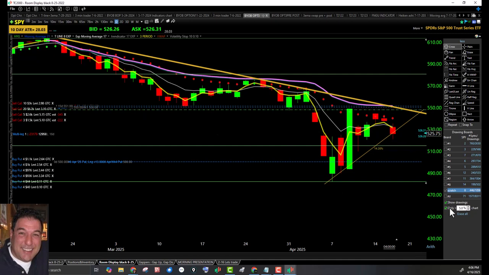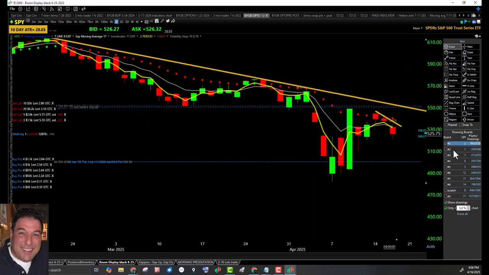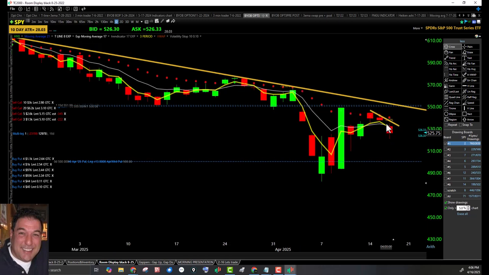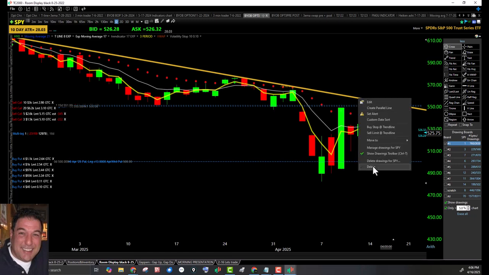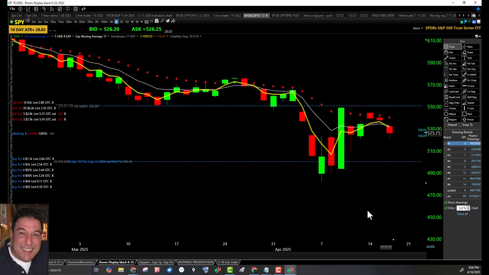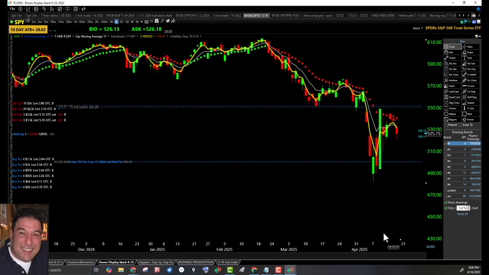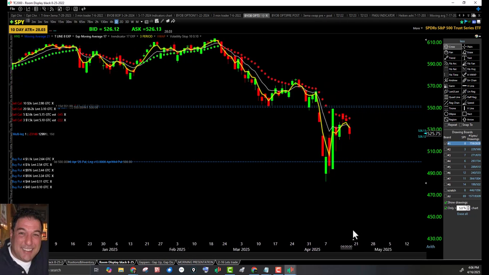So there's SPY. Let me see if you want to see where we are. I'll take the quad lines off and kind of clean it up a little bit. Zoom in and slide it over.